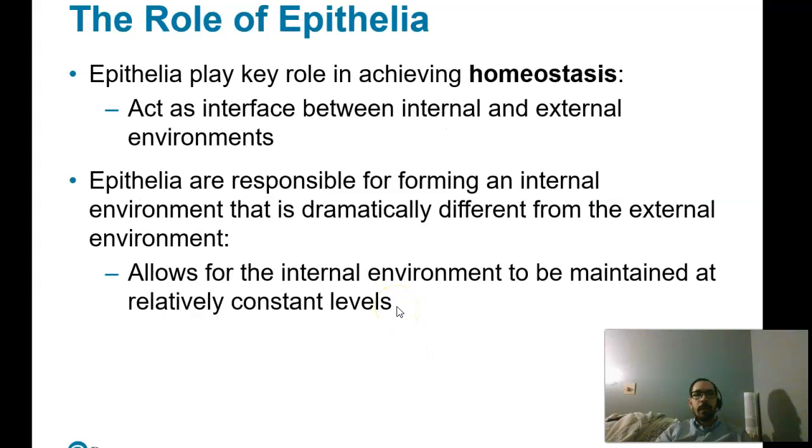All right. And then you can also see the role of epithelia and how that plays in achieving homeostasis. So epithelia acts as an interface between the internal and external environments, and it's responsible for forming an internal environment that is different than the external environment. So this allows for the internal environment to be maintained at constant levels.